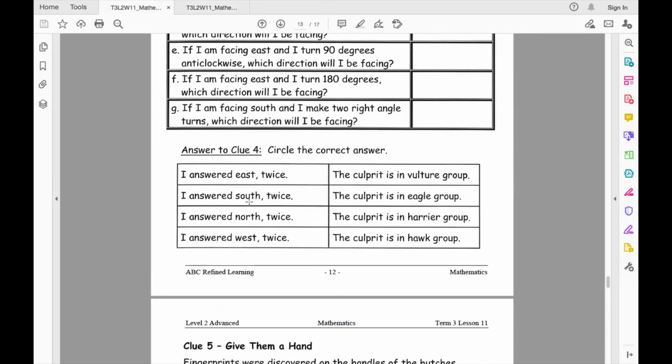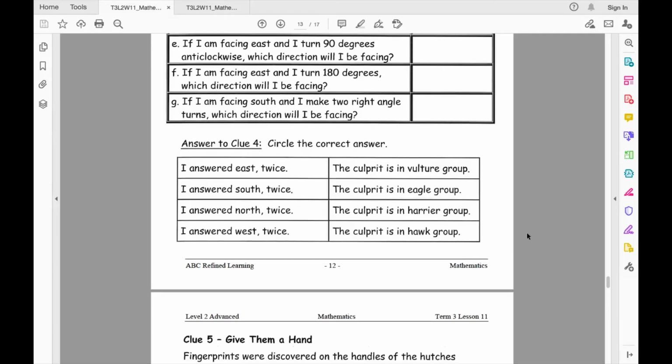If you said there were 2 souths, the culprit is in the eagle group. If you said I answered north twice, the culprit is in the harrier group. And if you answered west twice, the culprit is in the hawk group. So I hope that makes sense right there. So you just pick one of them, only one of them works.